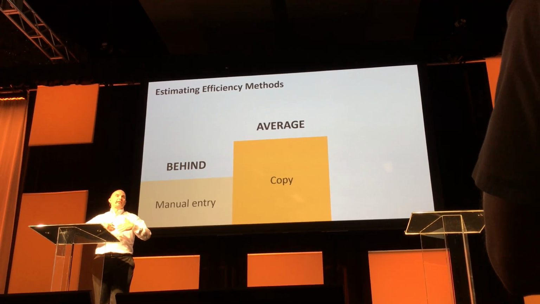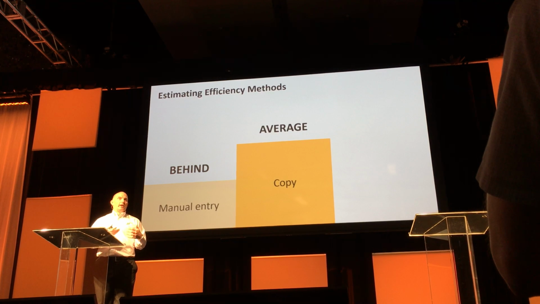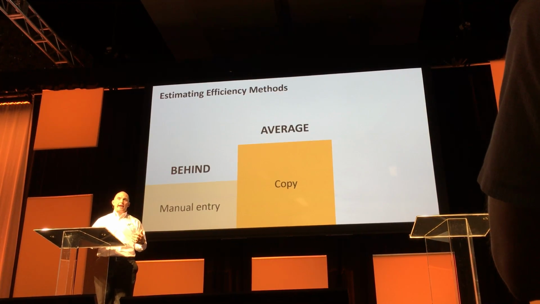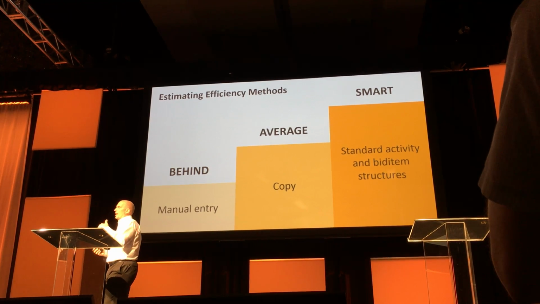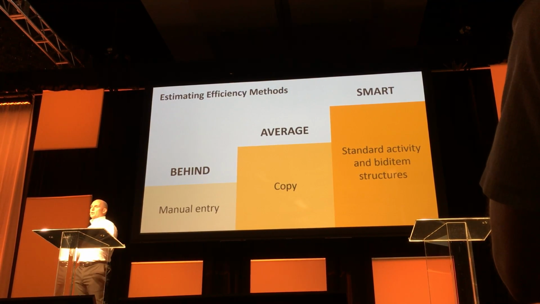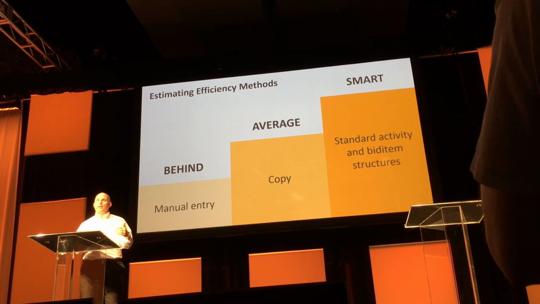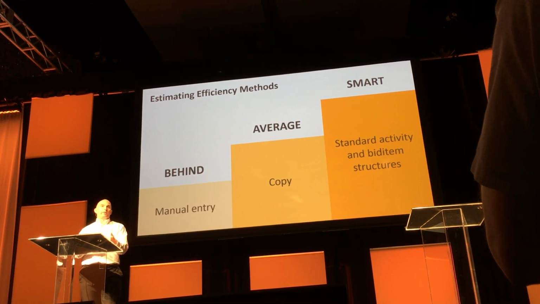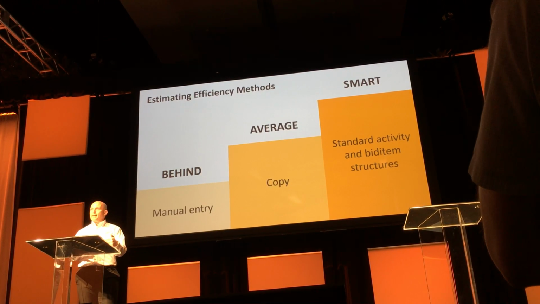Most of you should at least be at the point where you're copying from job to job and not having to enter that activity. But the smartest companies out there are really focusing on using those code books, those activity code books, those bid item code books, those common structures that can really make your repetitive work so much easier when you actually go to put a bid together.